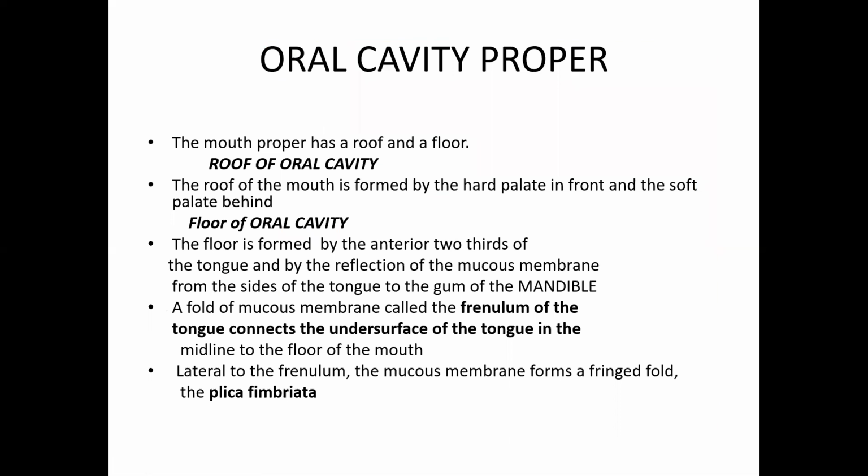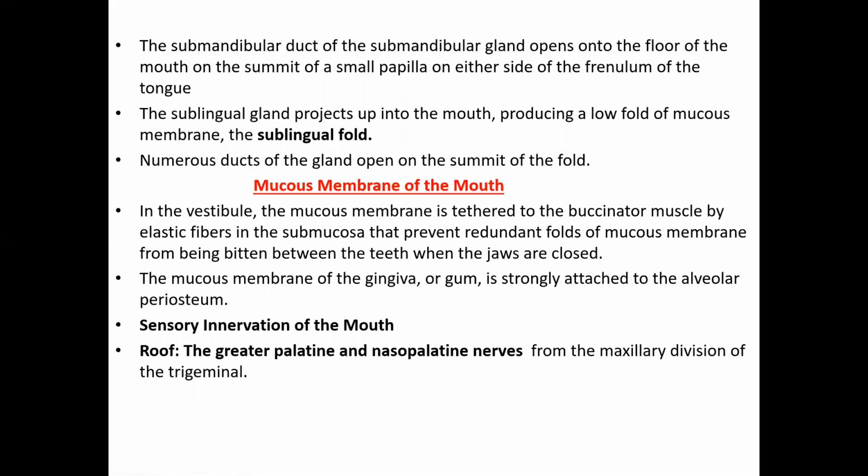Now, as I told you, the oral cavity proper has a roof which is formed by the soft palate and the hard palate. Then we have the floor of the oral cavity, which is bounded by the tongue and the reflection of the mucous membrane from the side of the tongue to the gums of the mandible. Then we have the folds of the mucous membrane called the frenulum of the tongue. They connect the under surface of the tongue in the middle to the floor of the oral cavity. I can show you this.